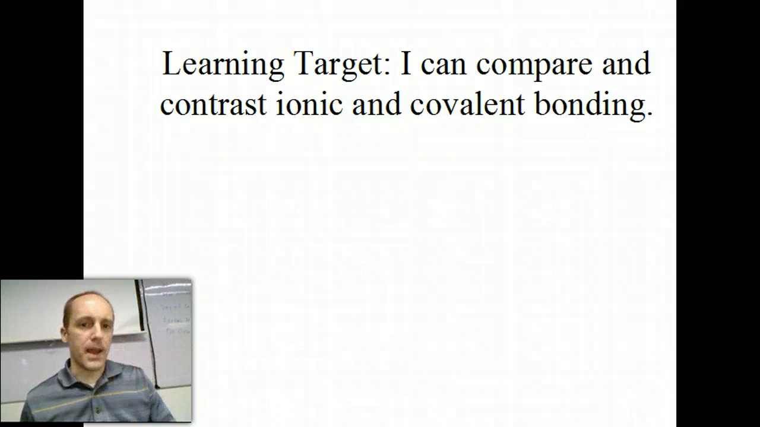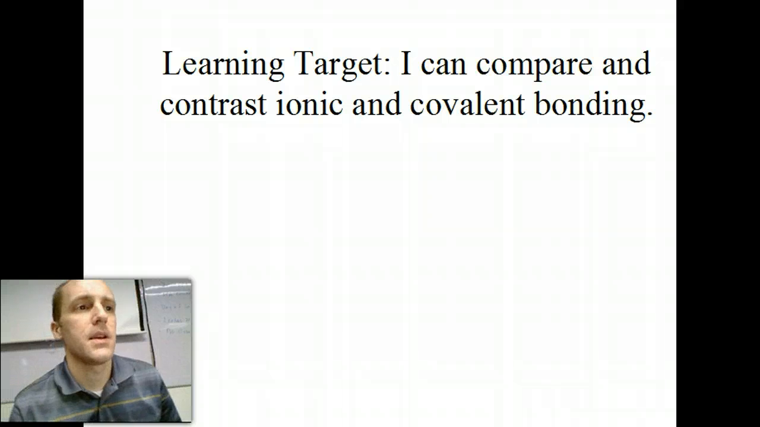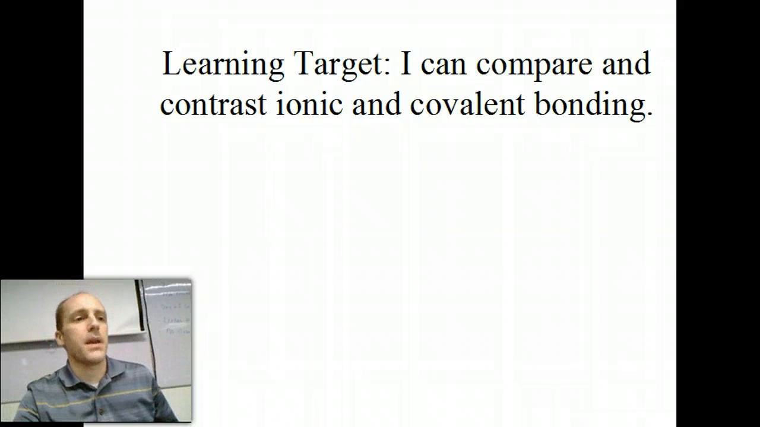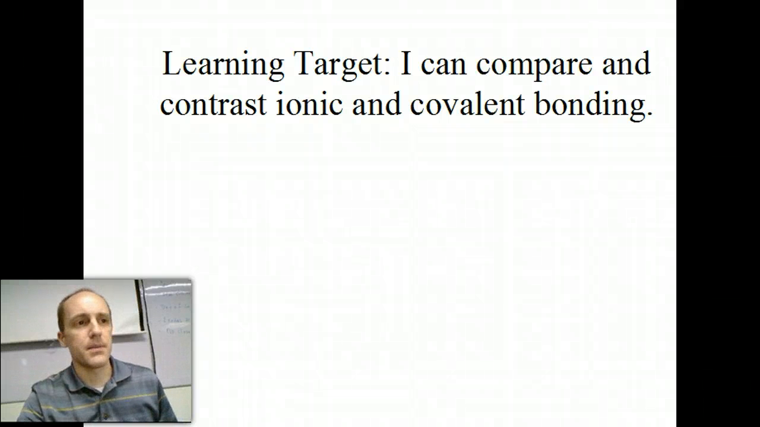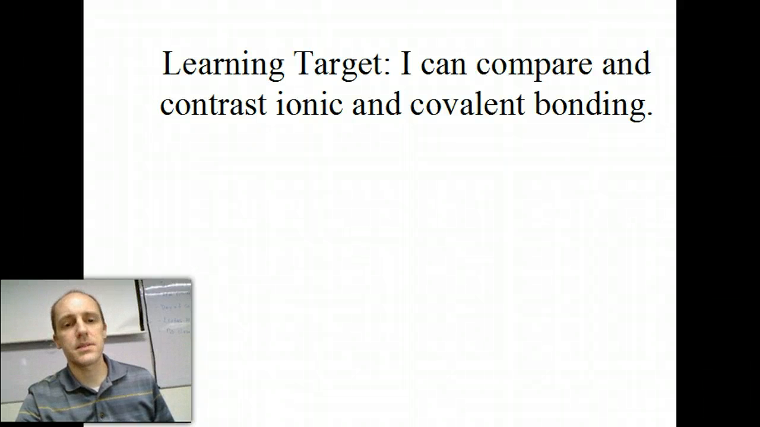You can see that we have listed on the screen the learning target, which is I can compare and contrast ionic and covalent bonding, which is the next step in our understanding of how atoms form molecules. We've been looking at ionic bonding and covalent bonding, and what we want to do today is pull them together and be able to see how they're the same and how they're different.